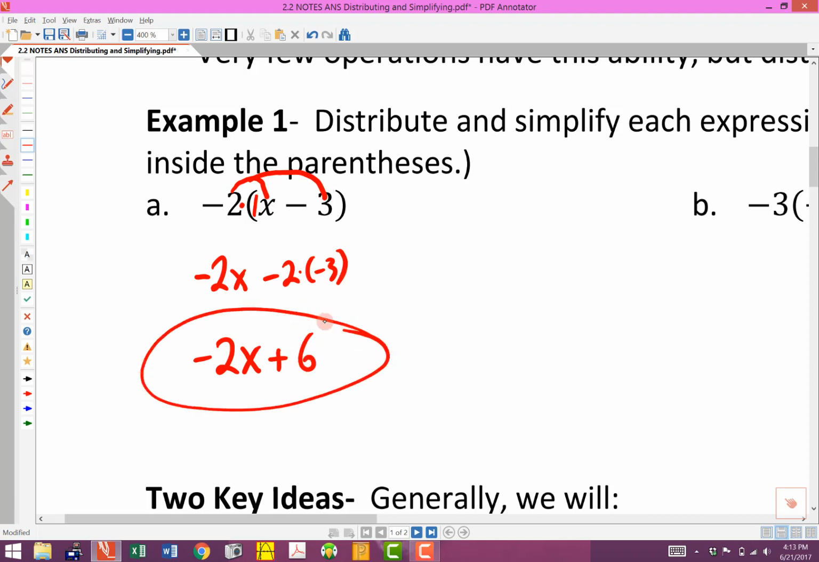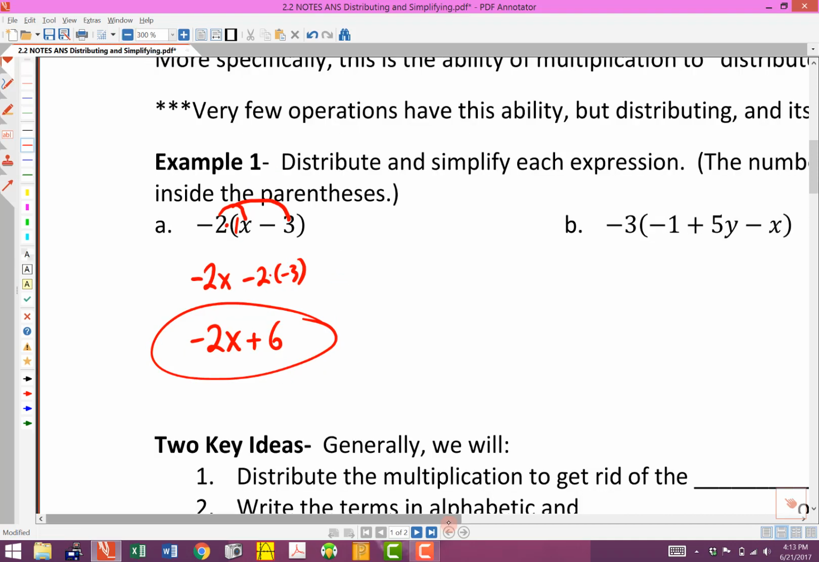This is the answer right here, and you'll notice that it's written in descending order because the exponent on this would be a 1, and then we've got the constant at the end. So that's the right order to write that in.